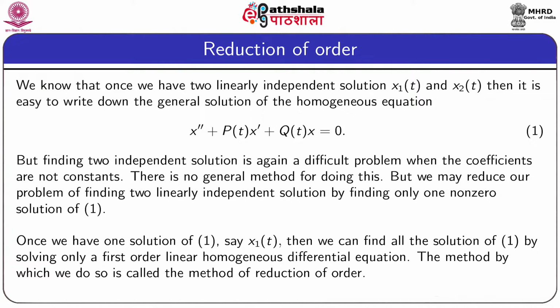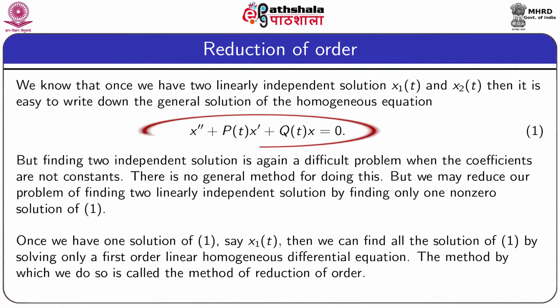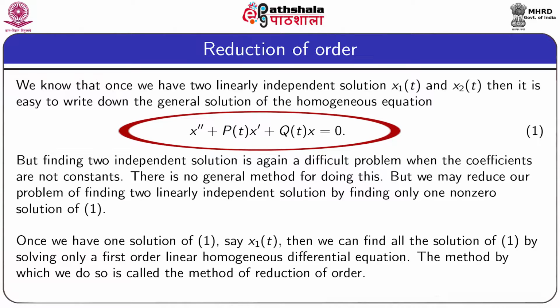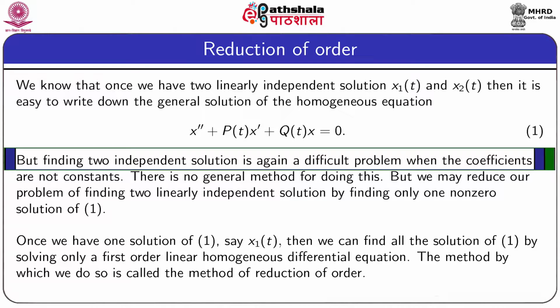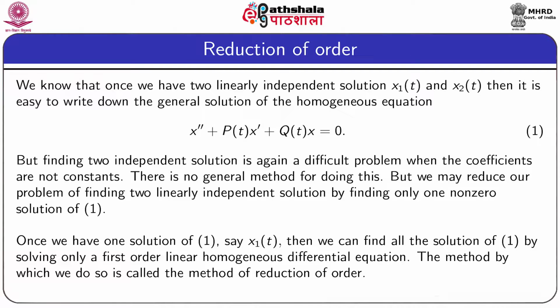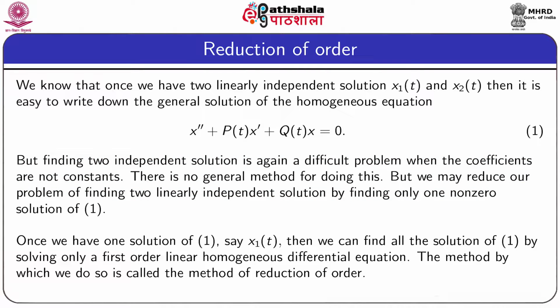We know that once we have two linearly independent solutions, x1(t) and x2(t), then it is easy to write the general solution of the homogeneous equation x'' + p(t)x' + q(t)x = 0. But finding two linearly independent solutions is a difficult problem when the coefficients are not constants. There is no general method for doing this. But we may reduce our problem of finding two linearly independent solutions by finding one non-zero solution of (1).